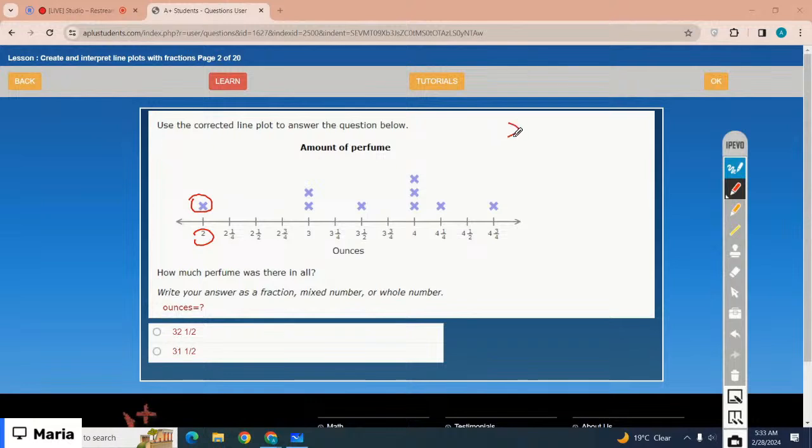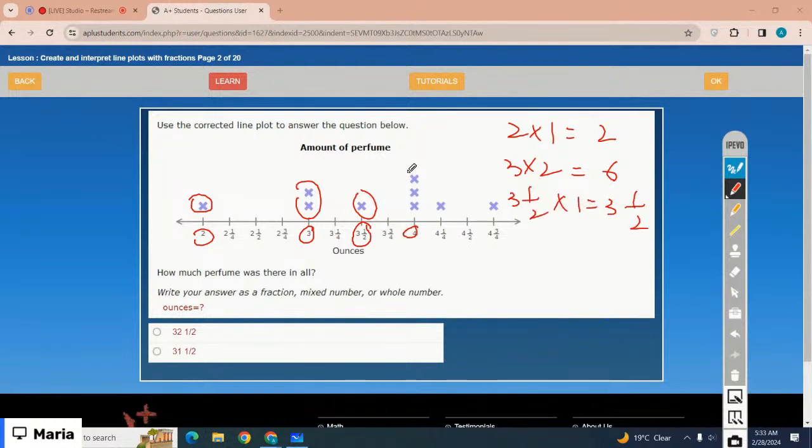So for the first one, you have to do 2 times 1, that is 2. Then you have 3 and 2, so 3 times 2 is 6. Then you have 3 whole 1 over 2 and 1, so 3 whole 1 over 2 times 1 is 3 whole 1 over 2. Then here you have 4 and here you have 3, so 4 times 3 is 12. Then 4 whole 1 over 4 times 1 is 4 whole 1 over 4. Then 4 whole 3 over 4 times 1 is 4 whole 3 over 4.